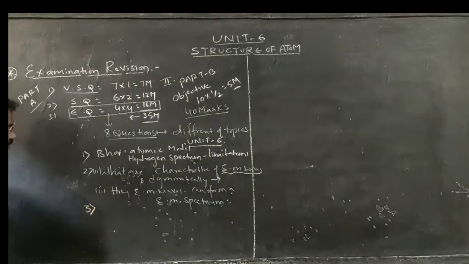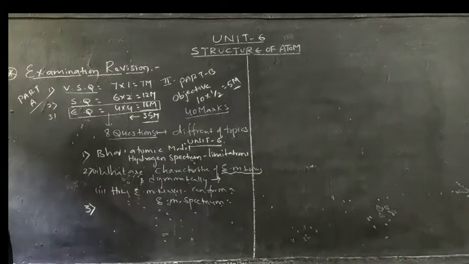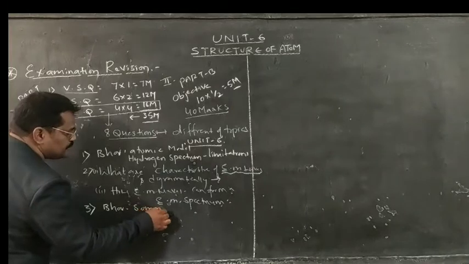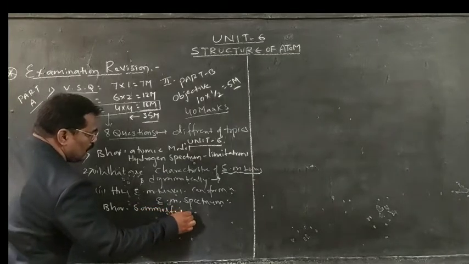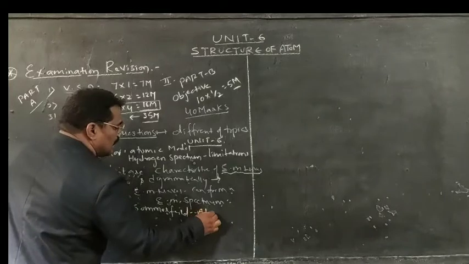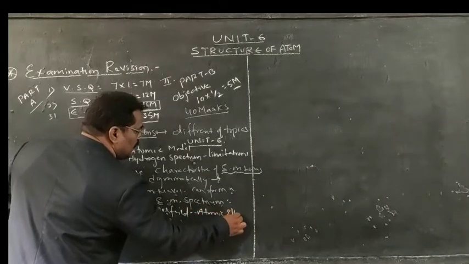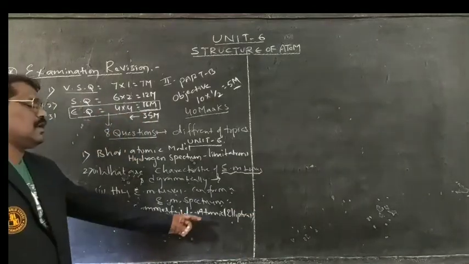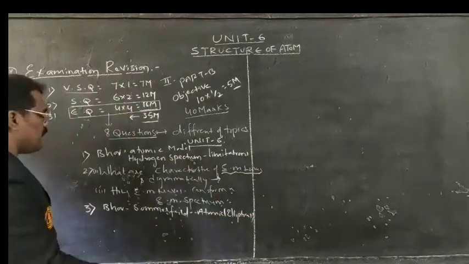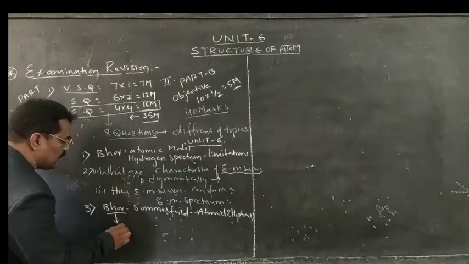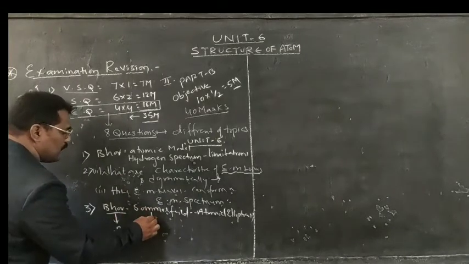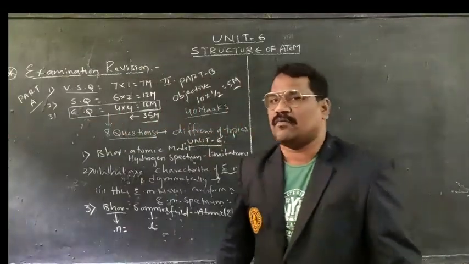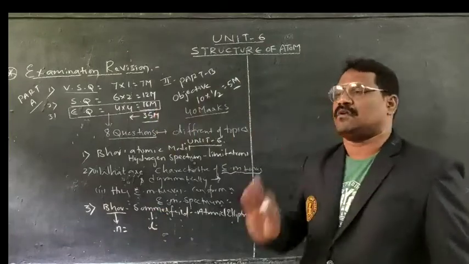Next is the third question: the Bohr-Sommerfeld atomic model, the elliptical atomic model. Based upon what? Bohr discovered one number, the principal quantum number. Sommerfeld discovered one number, the azimuthal quantum number. We'll discuss those two things in quantum numbers.